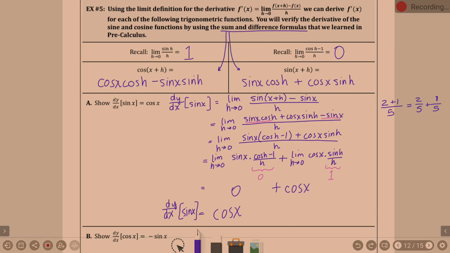Now, what are you going to guess can happen on the other one? Same idea, right? It's just the different pieces.